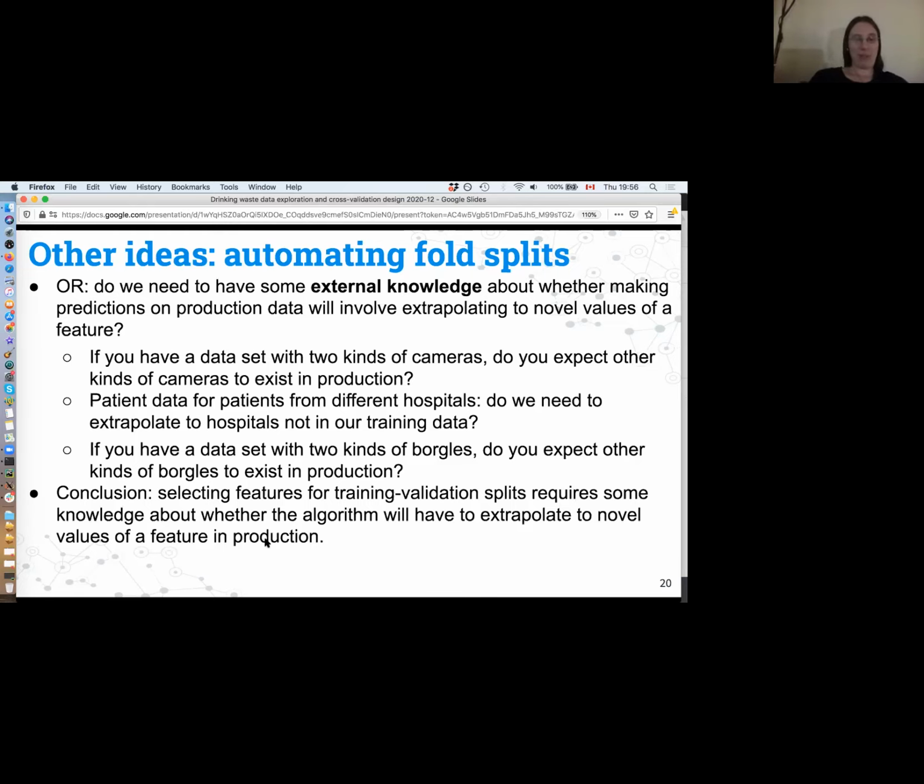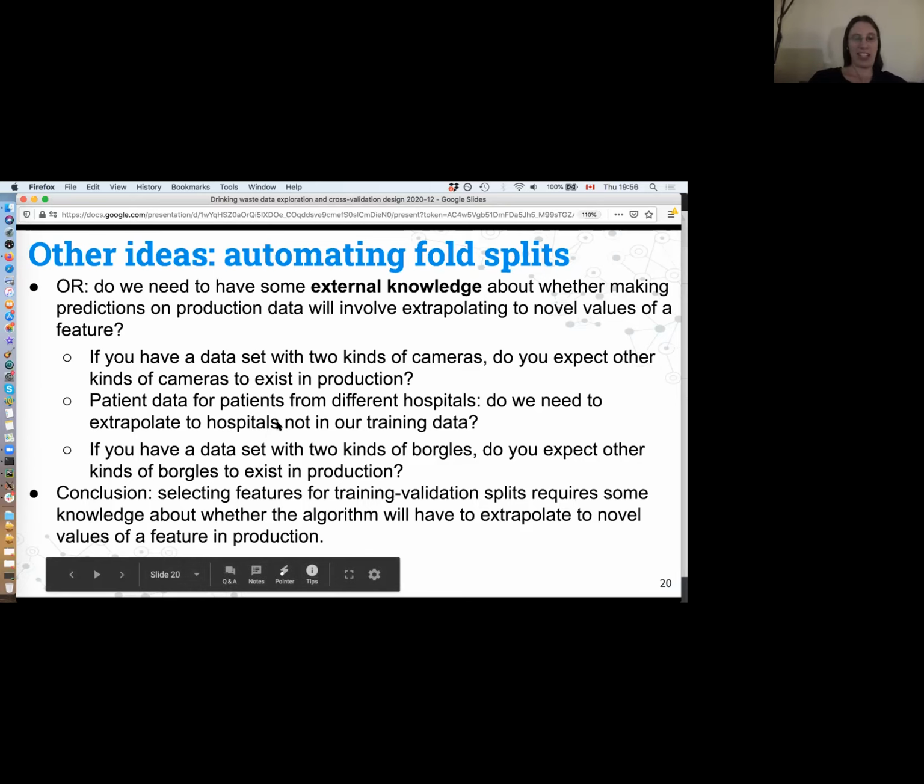So if you have 2 kinds of Borgles, would you expect to see a 3rd kind of Borgle in production? Without knowing anything about what a Borgle is, you don't know whether there's only 2 kinds of Borgles in the universe, or whether there's tens of thousands of different kinds of Borgles in the universe. So my conclusion is that from looking at the training data, you can't have an automatic or clever information theoretical way to tell whether you can expect to have to extrapolate to a novel value of a feature in production.